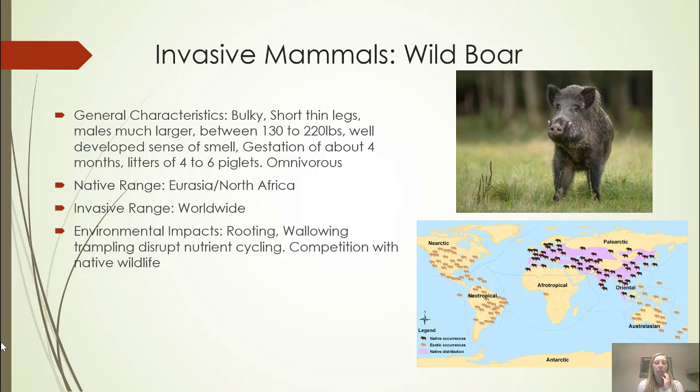They have a very developed sense of smell. A lot of pigs do. They have a gestation period of about 4 months. They have litters of 4 to 6 piglets. They're omnivorous. So their native range, this is a really cool map because it kind of shows their native distribution in the purple. They're more in the Eurasia, North Africa area, but since they've become invasive, they are pretty much located worldwide except for Antarctica and the really cold upper Arctic regions.